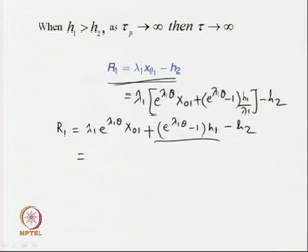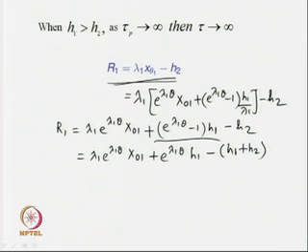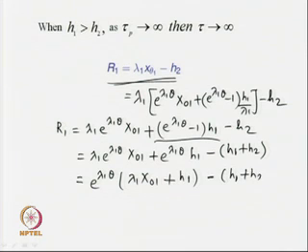Then further simplification will yield lambda 1 e to the power lambda 1 theta x 0 1 plus e to the power lambda 1 theta h 1 minus h 1 plus h 2. So, I have got an expression with e to the power lambda 1 theta as common, then lambda 1 x 0 1 plus h 1, minus h 1 plus h 2. So, this is what we get for R 1. What is this R 1? R 1 appears in the expression for the peak amplitude.